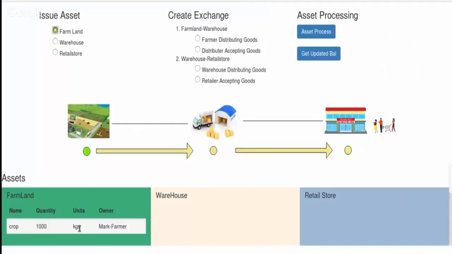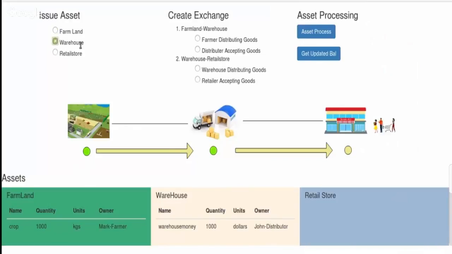I have allocated 1,000, let's say, kgs of some crop to the farmer. And I have also allocated some money. This could be a Bitcoin or some kind of altcoin, but for the sake of simplicity, let's assume it's in dollars. For the retail store also, I have allocated some money. So the crop will be exchanged against money and so on. This is the initial asset which these 3 nodes have in this entire blockchain network.